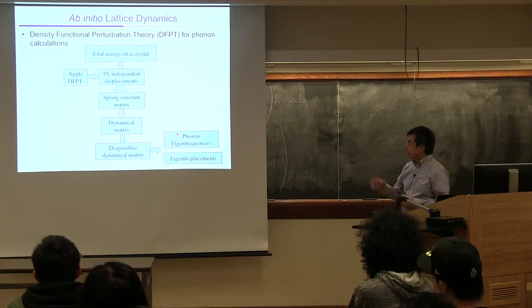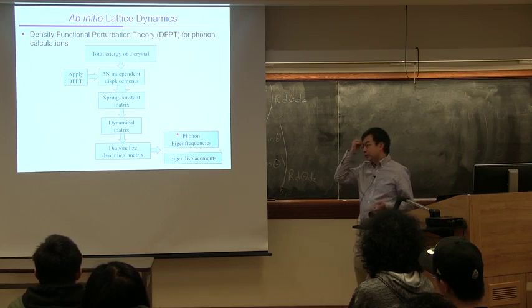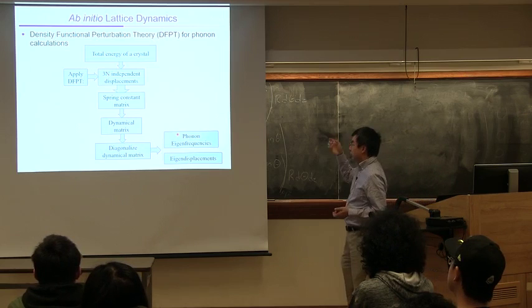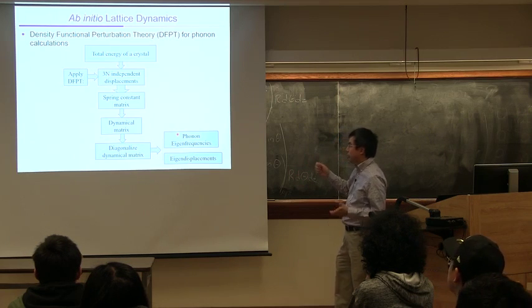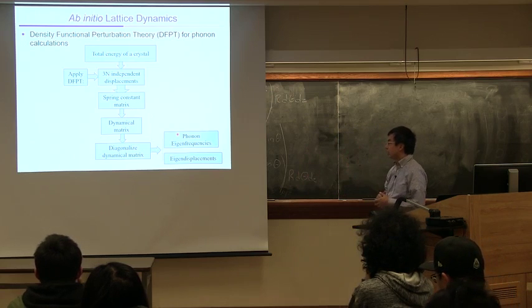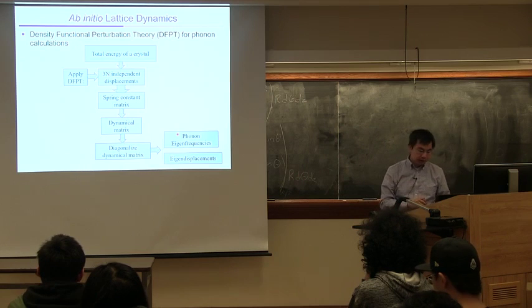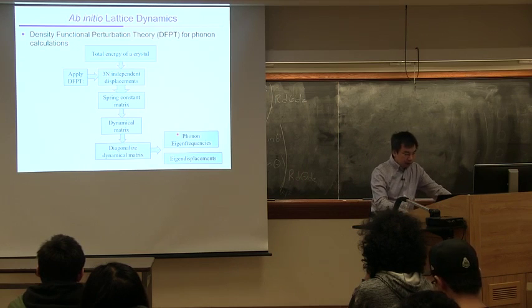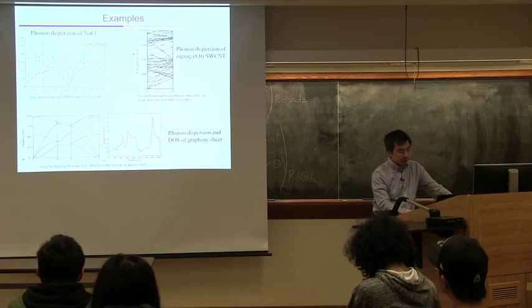So this calculation is more expensive than just a standard DFT because we need to run 3n standard DFT calculations, right? After each displacement, we run a standard DFT calculation, find the energy, and that's the finite difference idea. Okay, this is ab initio lattice dynamics, and these are some examples.